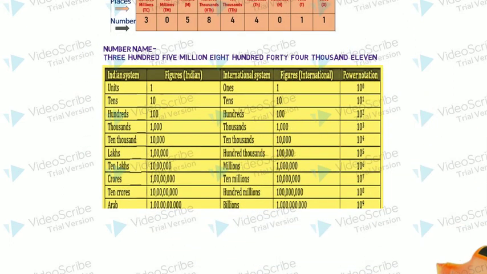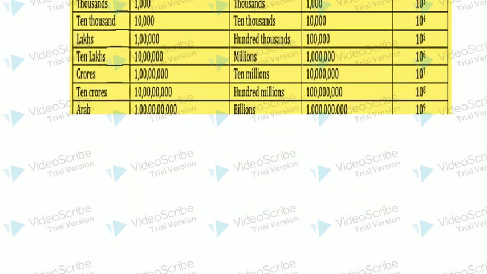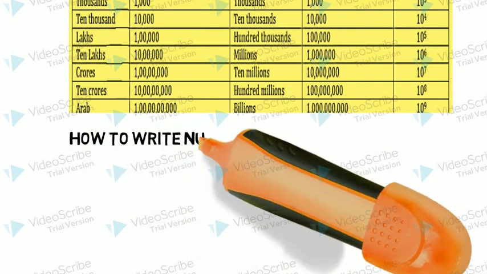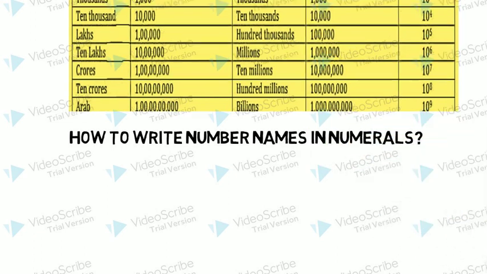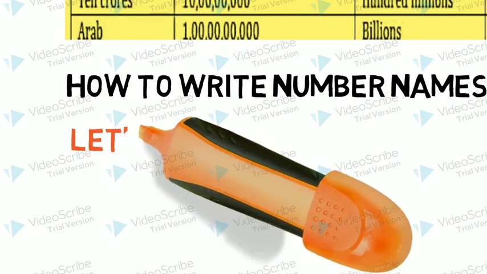Now these are the figures given, units are given, tens, hundreds, thousands, and figure is given in Indian system and international system both. And we can see the power notation like this is given on the rightmost corner. After that, let's start with how to write number names in numerals. That means in figures. Numerals means in figures, in digits. Let's see. Indian system first.